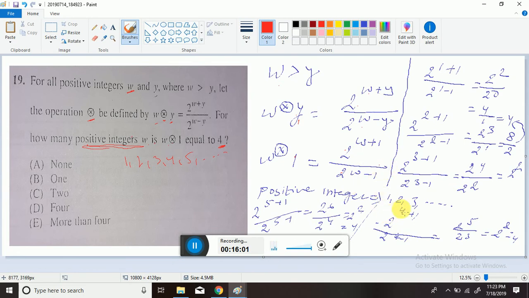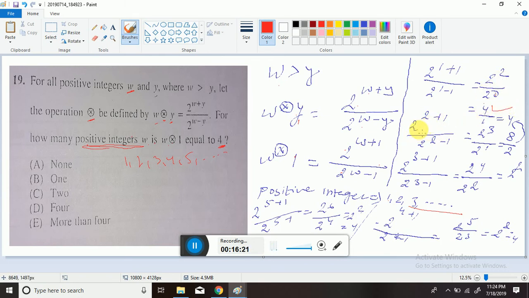Now positive integers are 1, 2, 3, 4, 5. It keeps on going. So let us start with 1. If you put n equals 1, then what happens? 2 to the power 1 plus 1 upon 2 to the power 1 minus 1, which is 2 to the power 2 upon 2 to the power 0. 2 to the power 2 is 4 upon 2 to the power 0 is 1. So 4 upon 1 is 4.